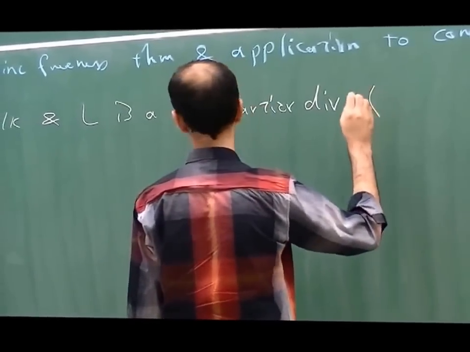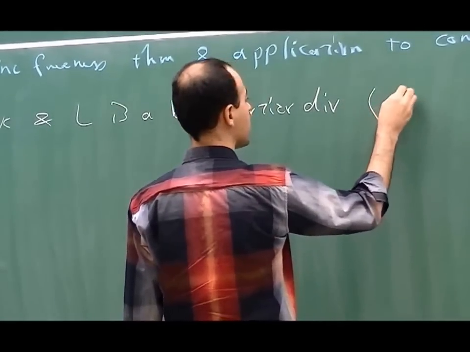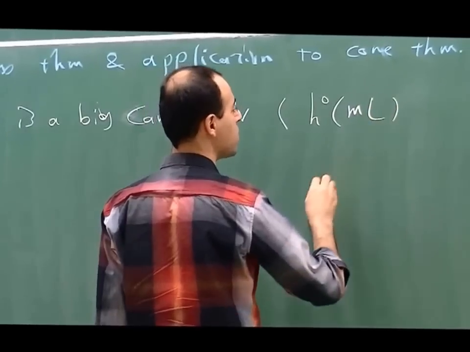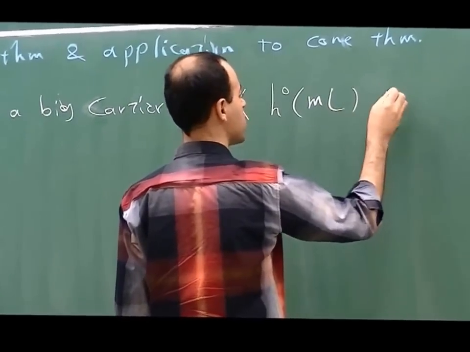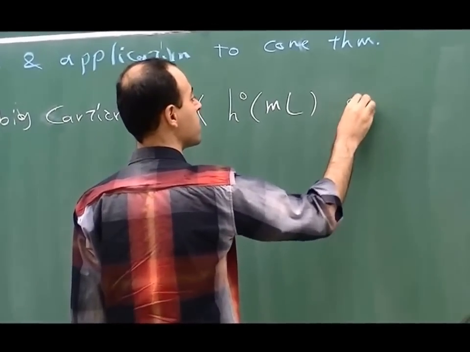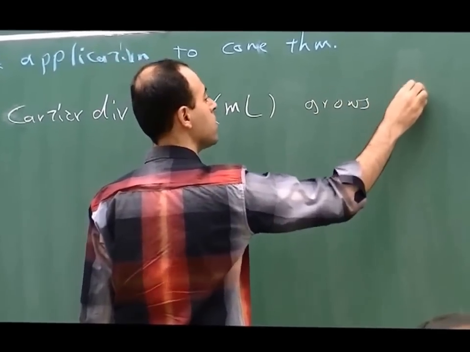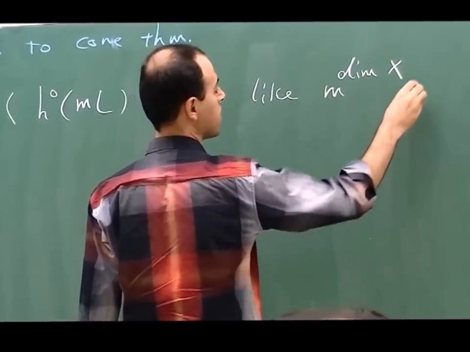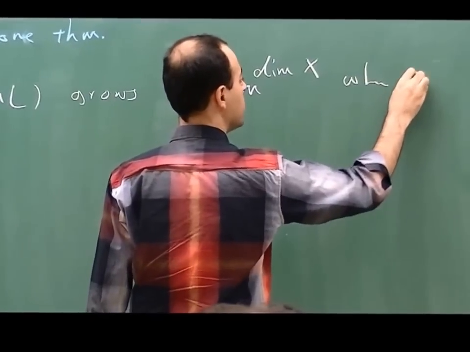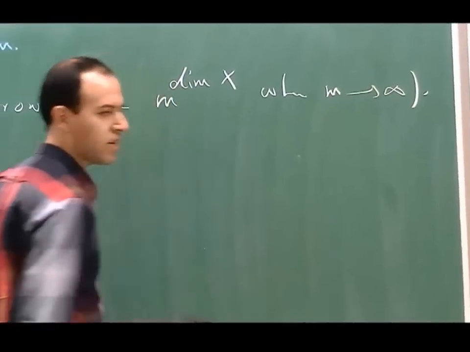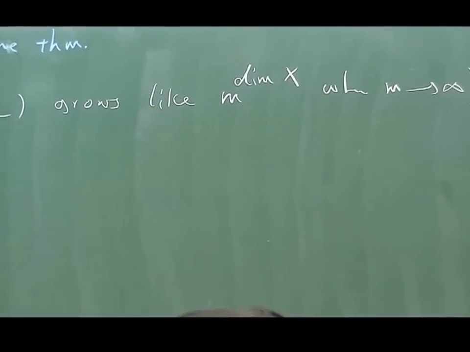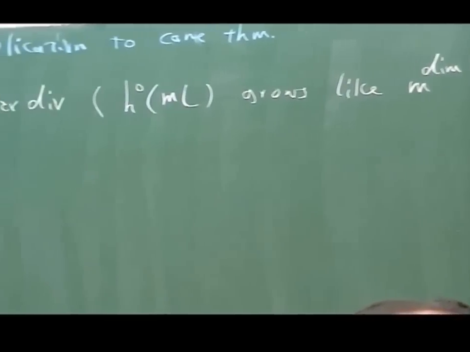I hope that you remember what big means. Essentially it means that if you look at the sections of mL, it grows very fast, like m to the dimension of the variety. So in other words, it's similar to an ample line bundle. It has a lot of sections when you take a large multiple.